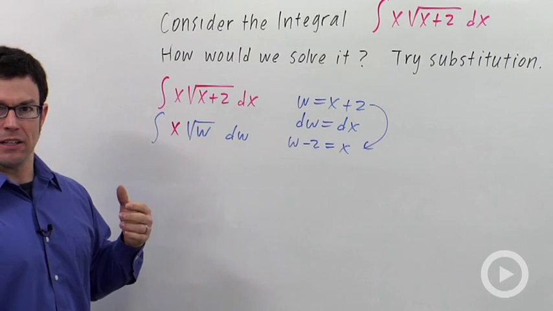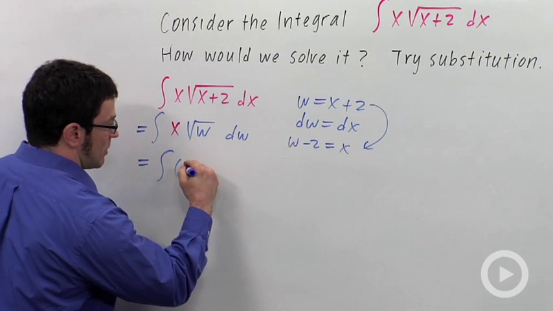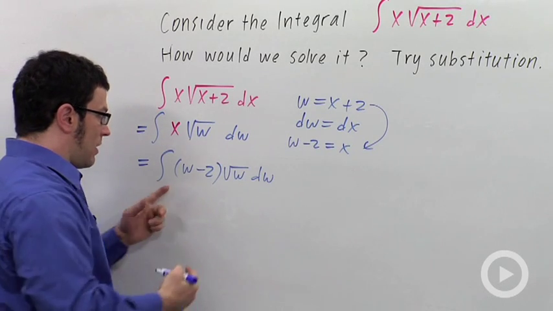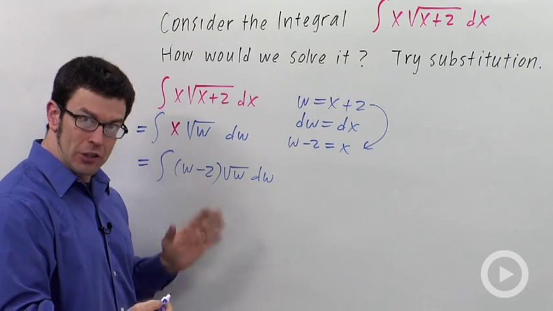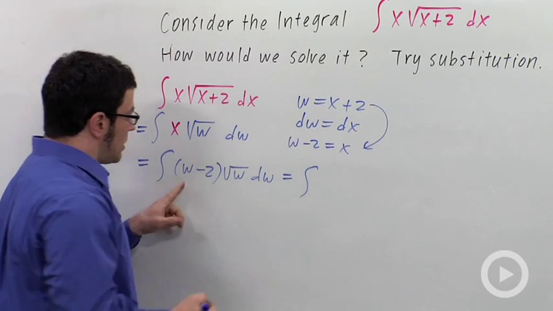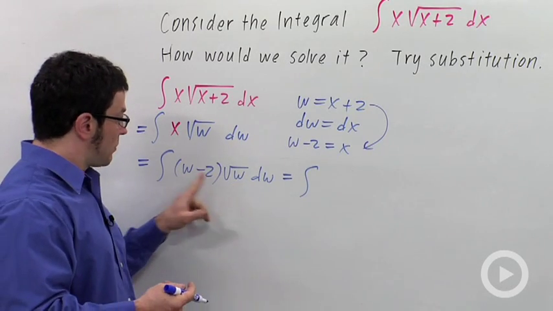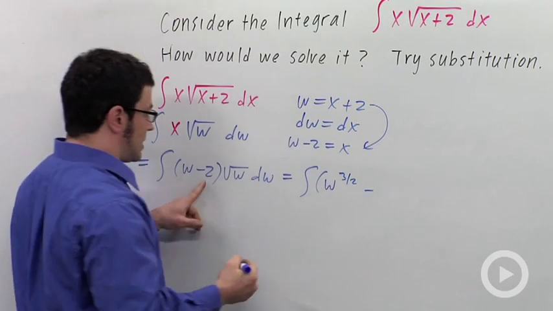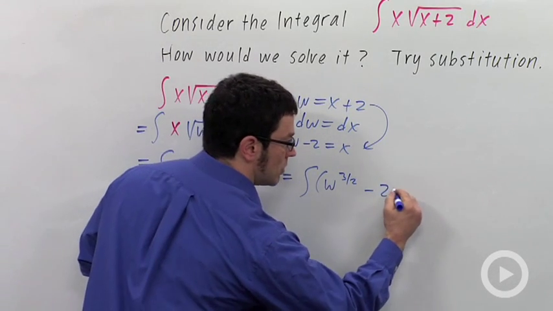Now, at first glance, this doesn't look that much simpler. But it is. It's going to be easier to integrate. Take a look at what I have here. I can actually distribute the root w over these two terms and get two powers of w. Much easier to integrate than what I started with. W times root w is, remember that root w is like w to the 1/2, so this will be w to the 3/2 minus 2 times root w. Again, root w is w to the 1/2, so this is minus 2w to the 1/2.